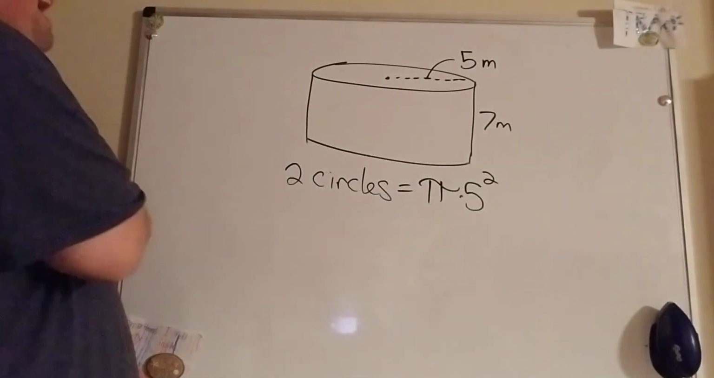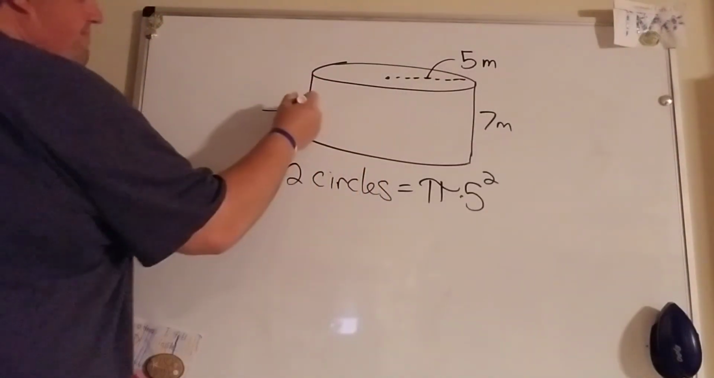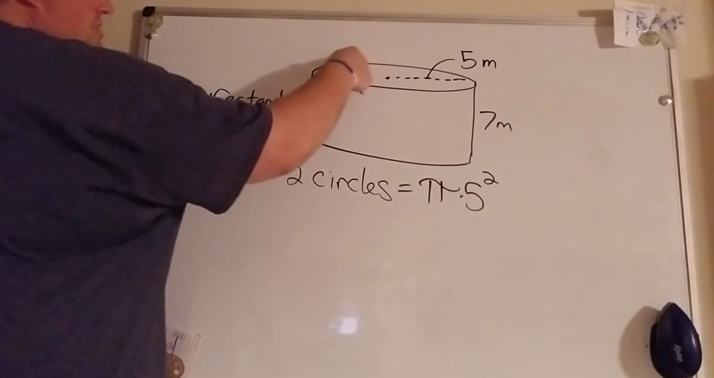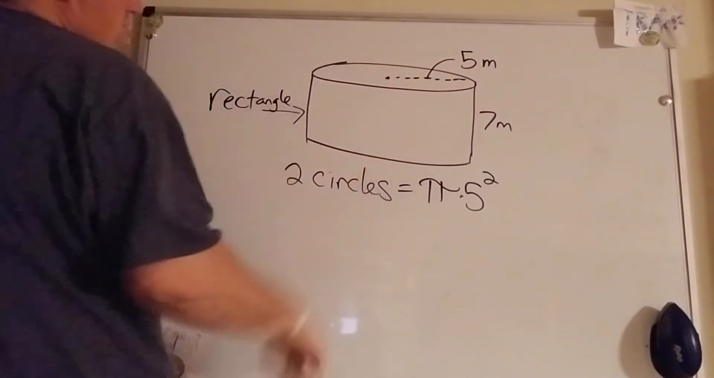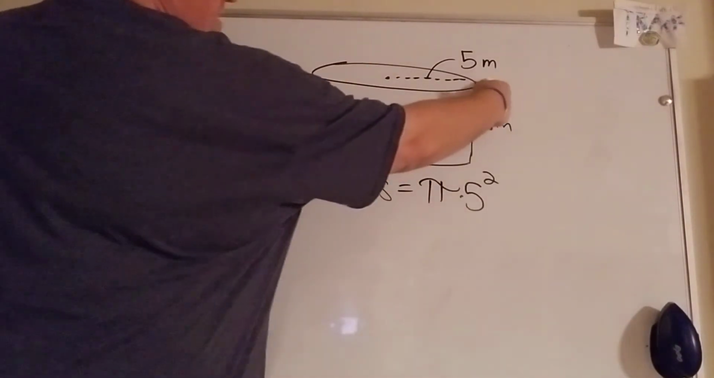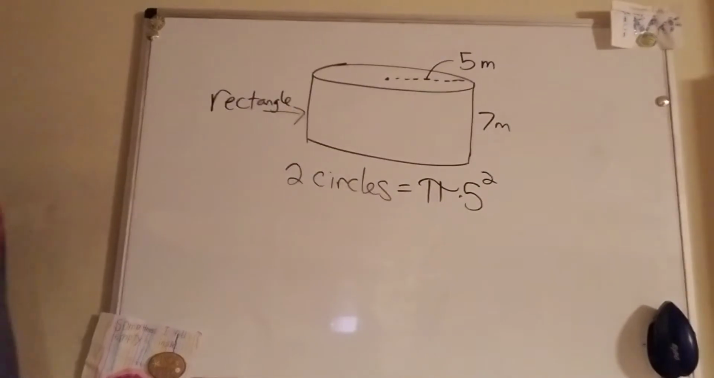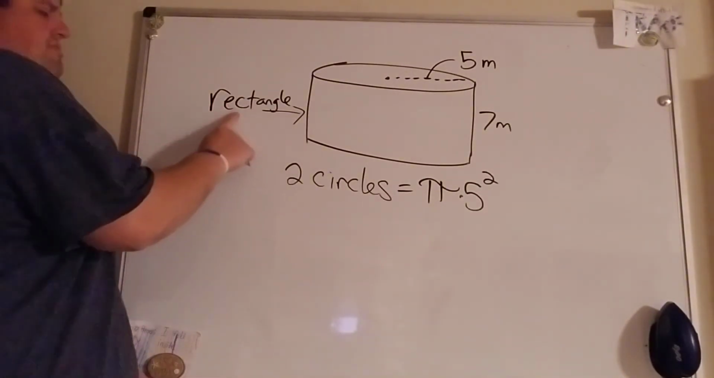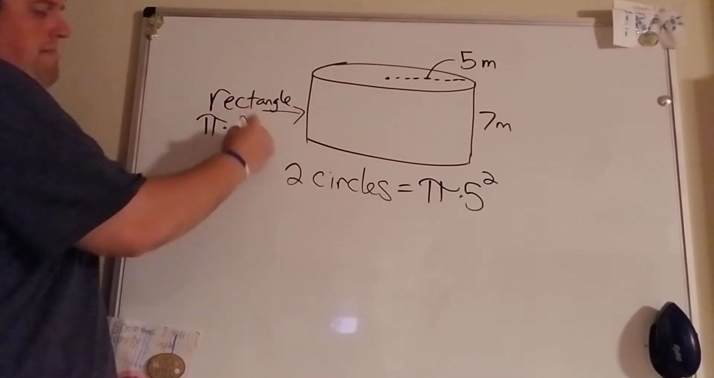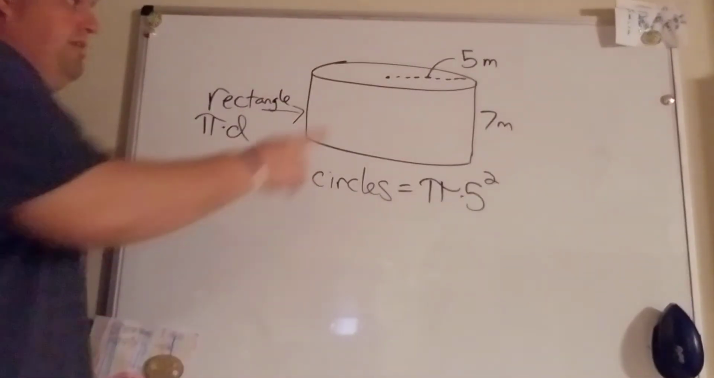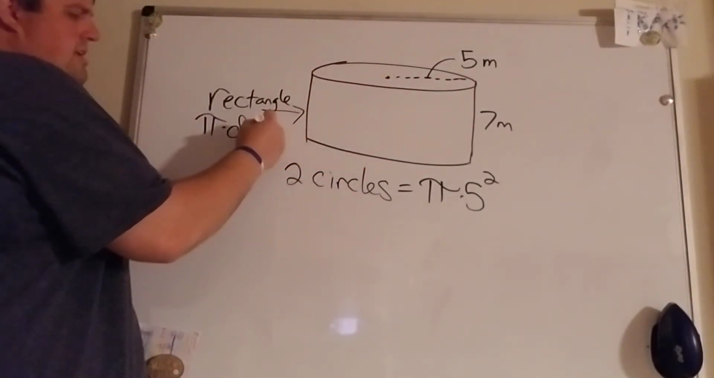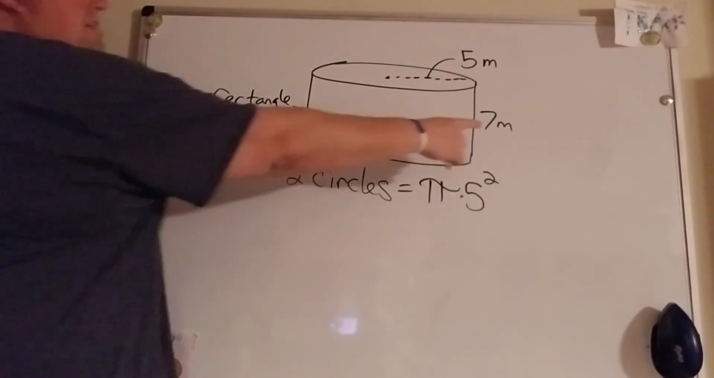So how do you find the area of this rectangle? Well, you need this length, which is the circumference. That would be the length of the rectangle. And then the width would be the height of the cylinder. So for this rectangle part, it's going to be pi times the diameter, not the radius, the diameter. So we're going to have to double it. Pi d, that's that part, times the height, which is this 7.